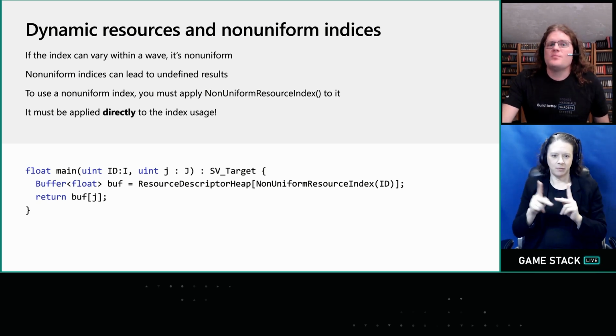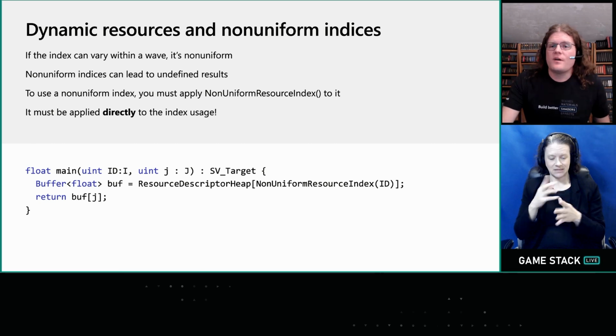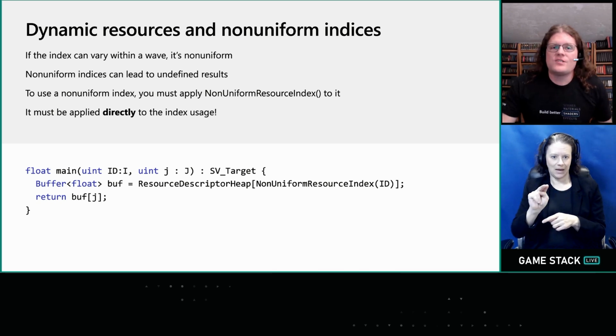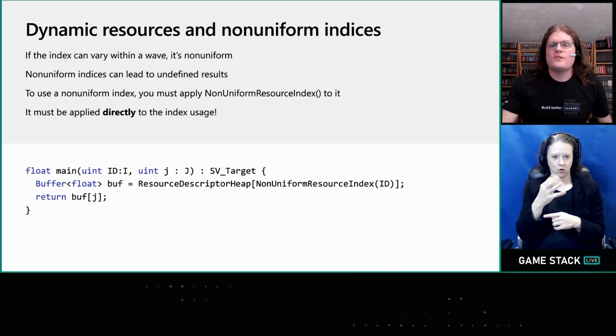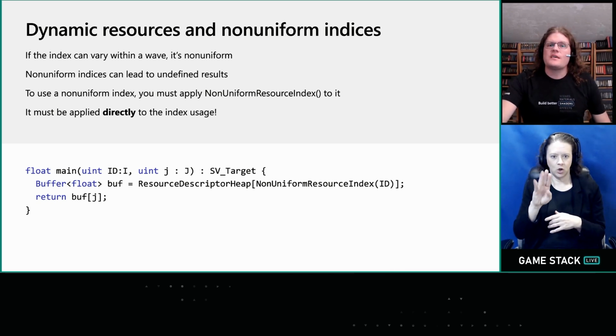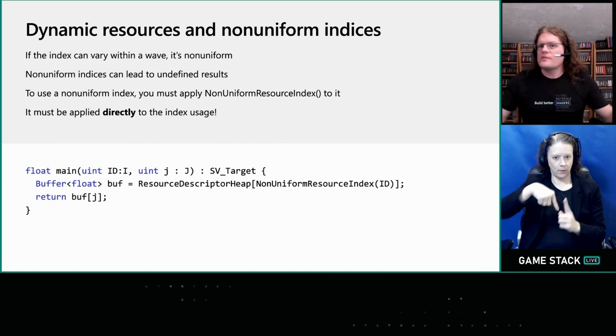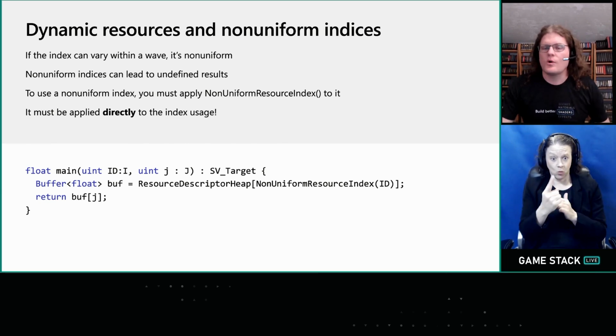Here we see an example where instead of taking the index from a constant variable, we're taking it from a parameter to main, which is always going to be non-uniform. Well, it's usually going to be non-uniform. And so we have applied that NonUniformResourceIndex intrinsic in order to work around that problem, so that even if every single one of them has a different index, this will work out.